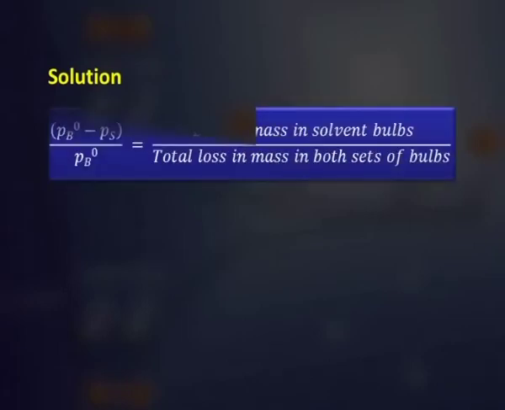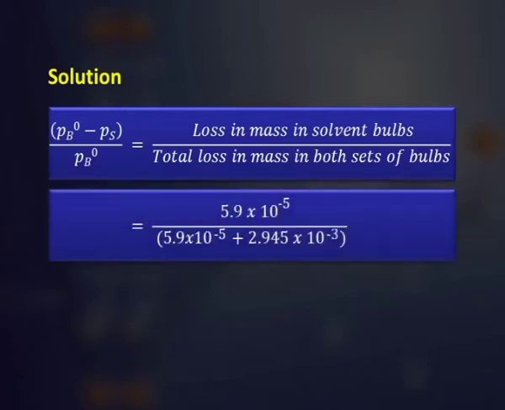In the Ostwald and Walker method, we have learned that relative lowering in vapor pressure is equal to loss in mass in solvent bulb upon loss in mass in both sets of the bulbs. Therefore, we get P naught B minus Ps upon P naught B is equal to loss in mass in solvent bulbs upon total loss in mass in both sets of bulbs. Now, loss in mass in solvent bulb is equal to 5.9 into 10 to the power minus 5, and loss in mass in solution bulb is given as 2.945 into 10 to the power minus 3.